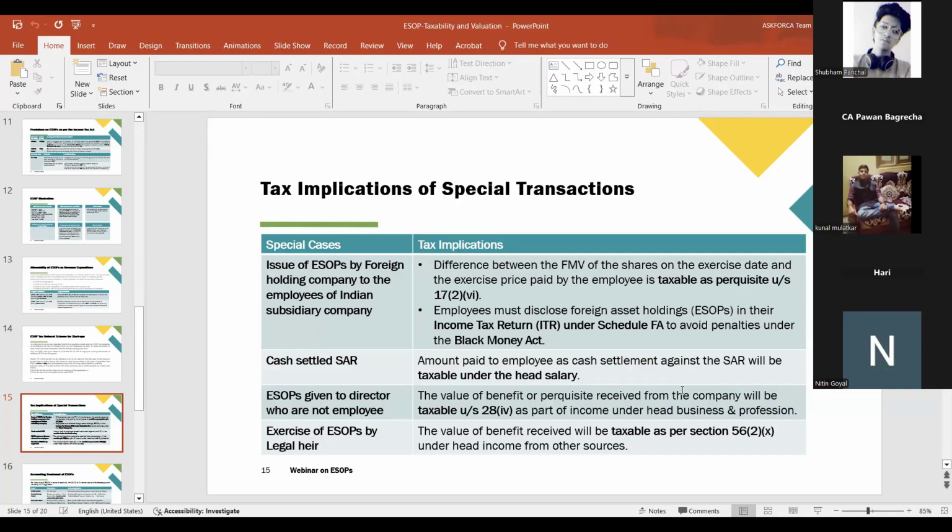If the SAR is cash settled, then the cash payment will be directly added in the salary and it will be taxable under the head salary.